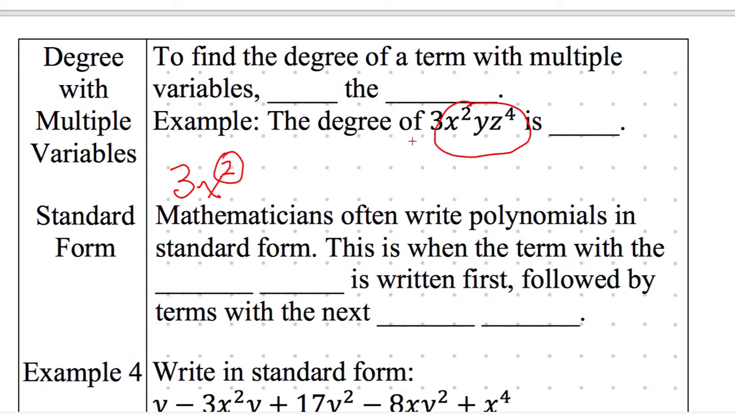3x squared y z to the 4th. What degree would you guess that is? Is it the 4th degree? Maybe I add 2 and 4, the 6th degree? Maybe I add all of them, 7th degree? I don't know. What would you guess?